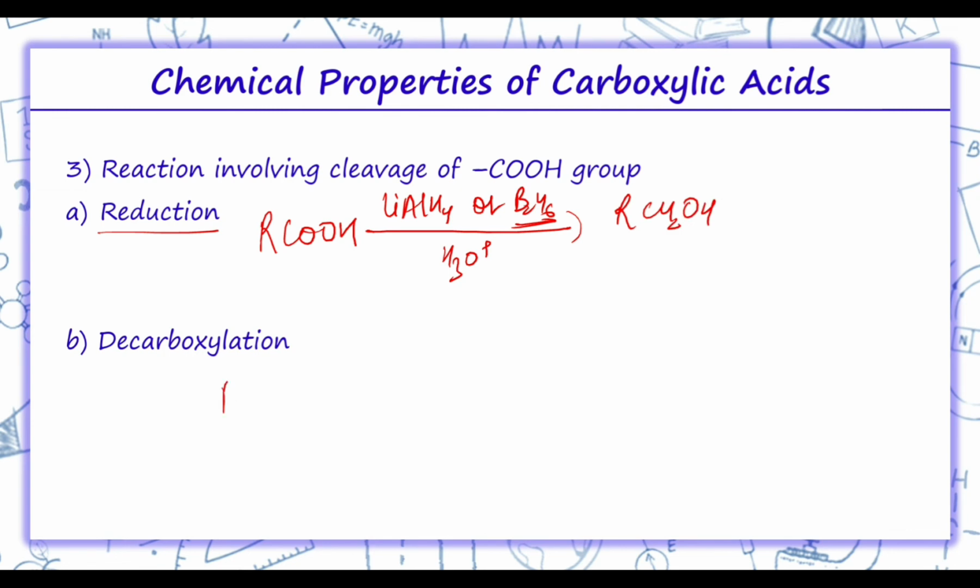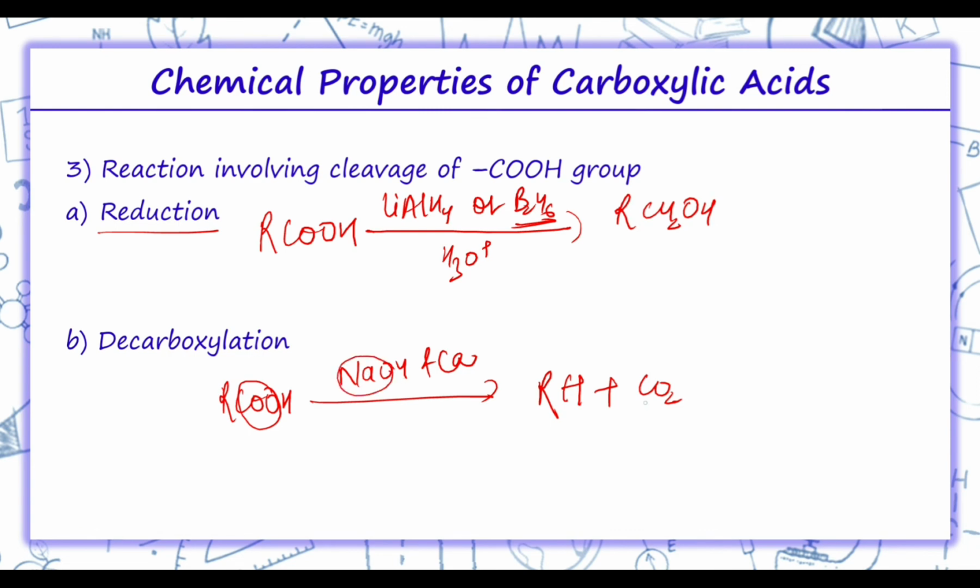Decarboxylation, that is, carboxylic acids lose carbon dioxide. So when they lose carbon dioxide, we get RH plus CO2. Now over here the reagents which we take are NaOH and CaO in the ratio of 3:1. So this NaOH combines with CO2 and we get over here Na2CO3.